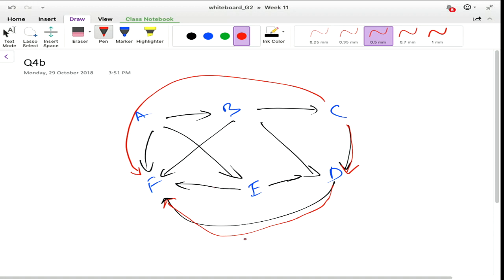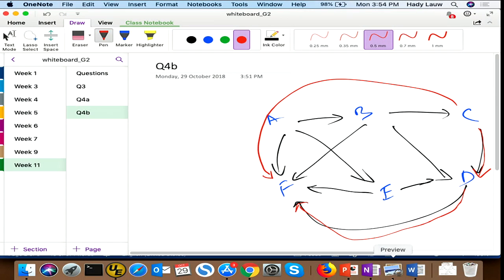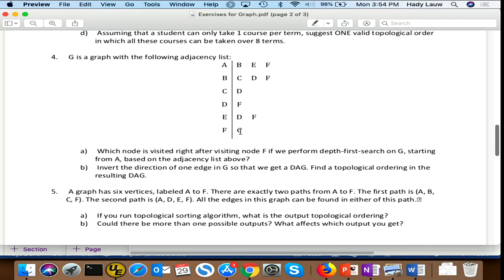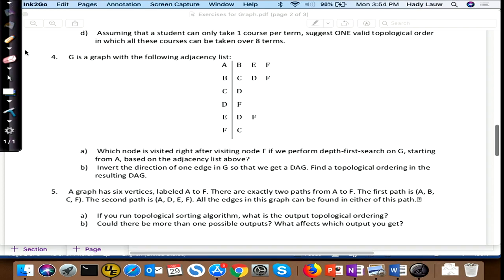Okay, so if we break that, the original graph here is going to change. It's not going to be the same as before, because the C here is going to be removed, and instead we're going to put F here, because we are inverting it. So no more F to C, we have C to F. Then the topological ordering here.